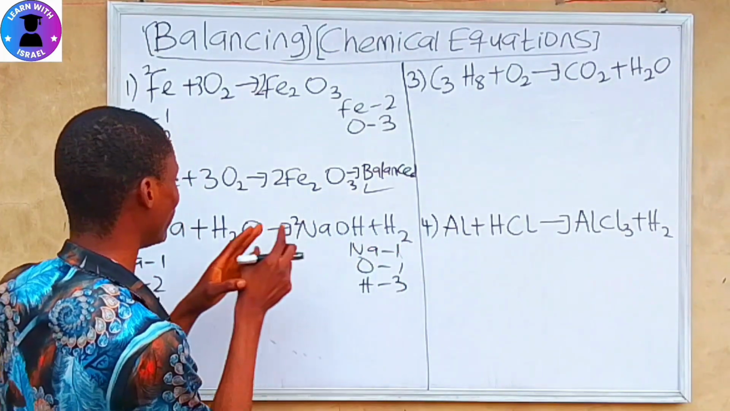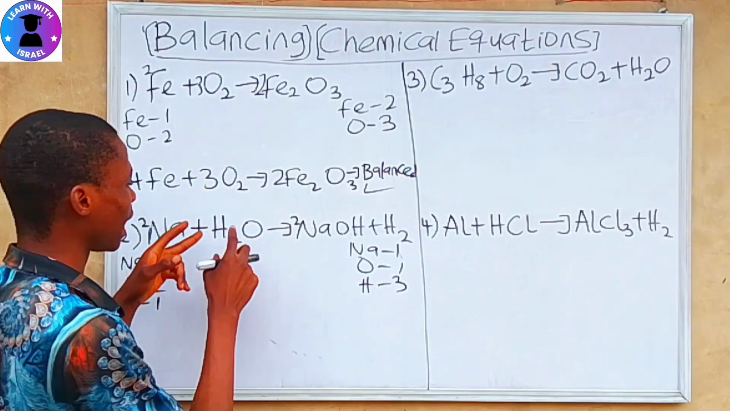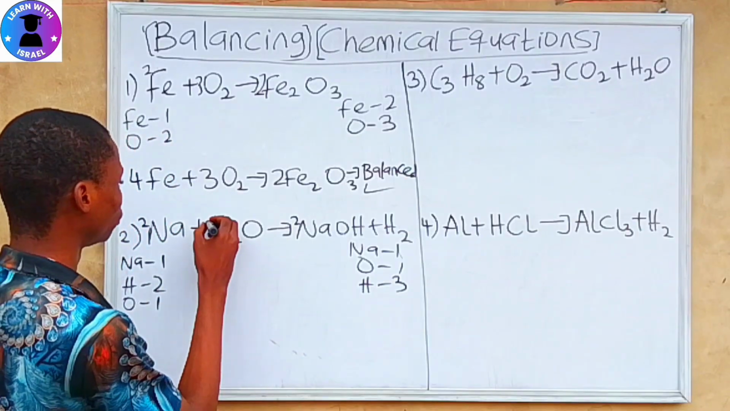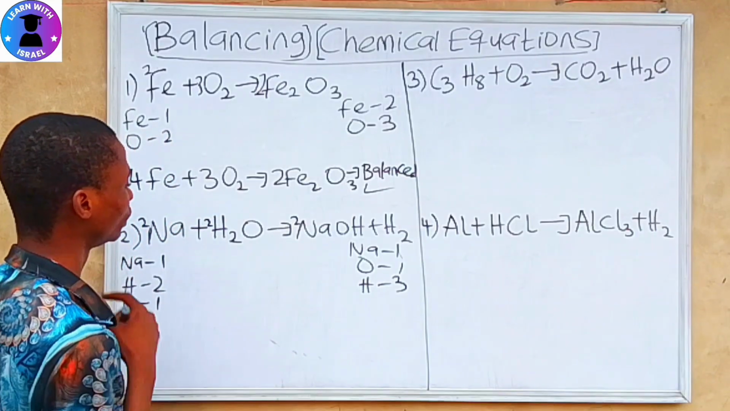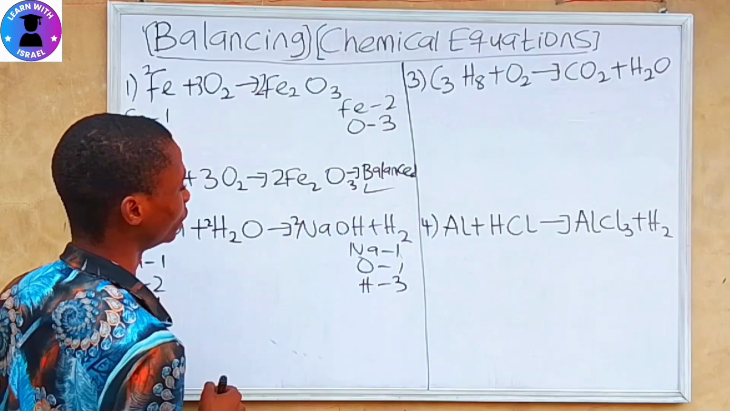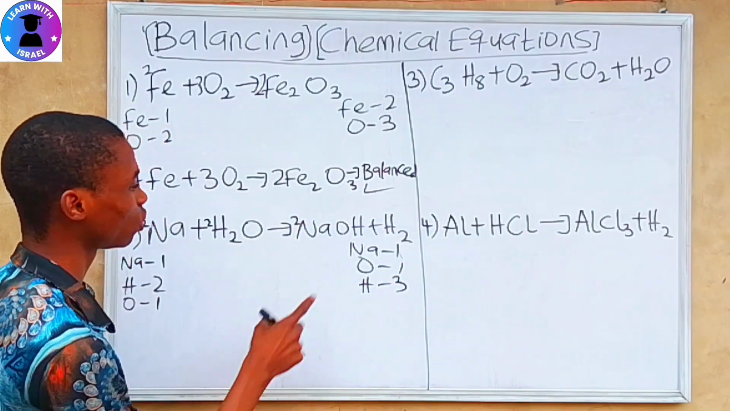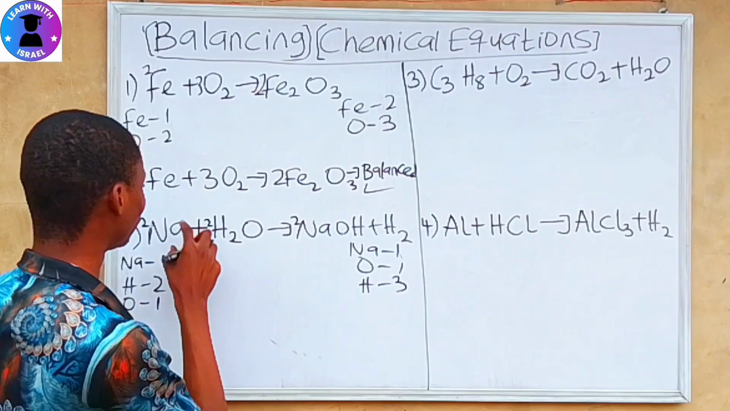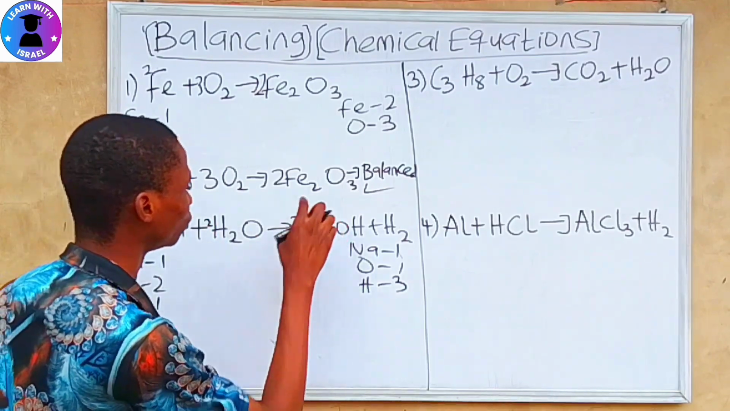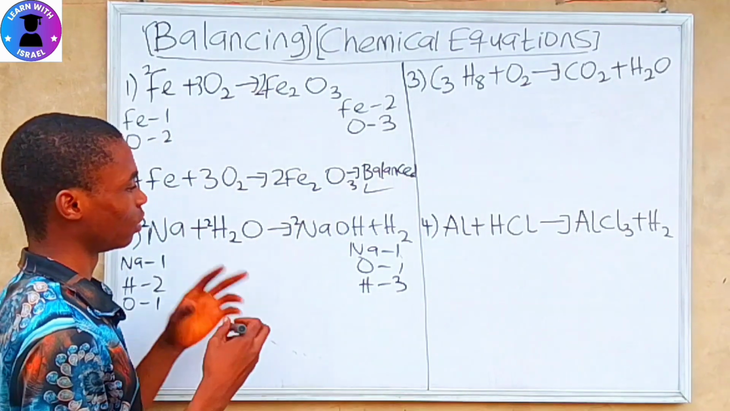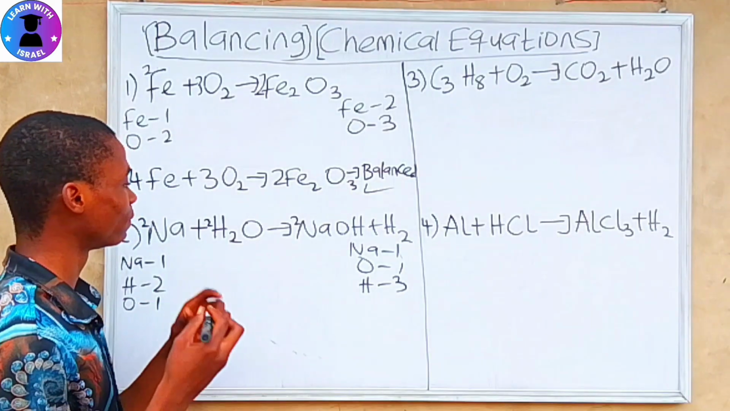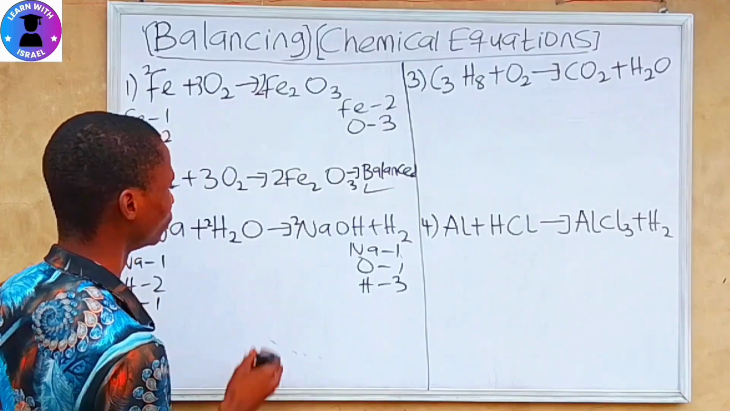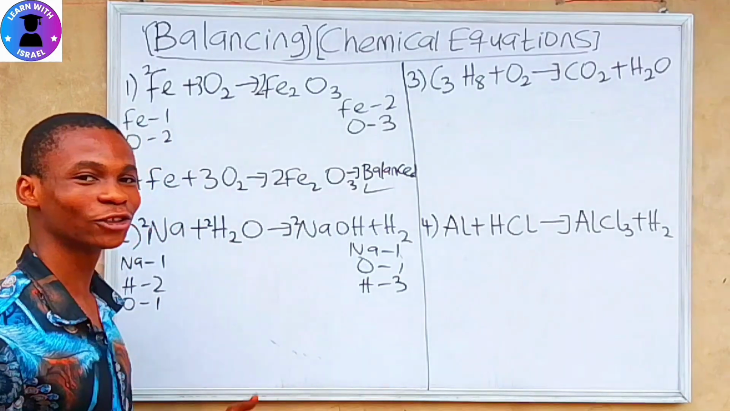We now have 4 hydrogen here, we have 2 hydrogen here. To make hydrogen that is here 4, let's multiply by 2. So let's put 2 here. So we now have 4 hydrogen here, 4 hydrogen here. So hydrogen is balanced. So let's check for sodium. 2 sodium here, 2 sodium here. Sodium is balanced. What is left, guys? We have oxygen left. And if you check, 2 oxygen here, 2 oxygen here, oxygen is also balanced.